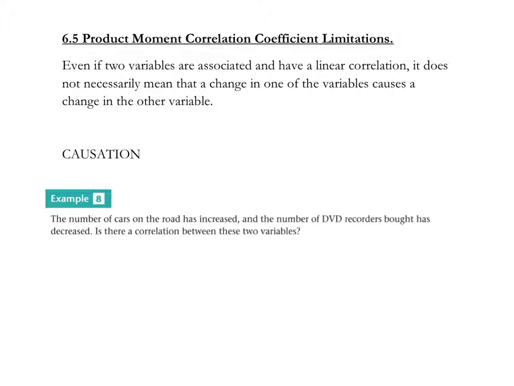One thing that we've got to be very careful with, there are limitations with this coefficient R, the PMCC, because you could actually get two variables that do have, or seem to have, a correlation, but there is no causation, and that means one may not cause the other, so be careful.